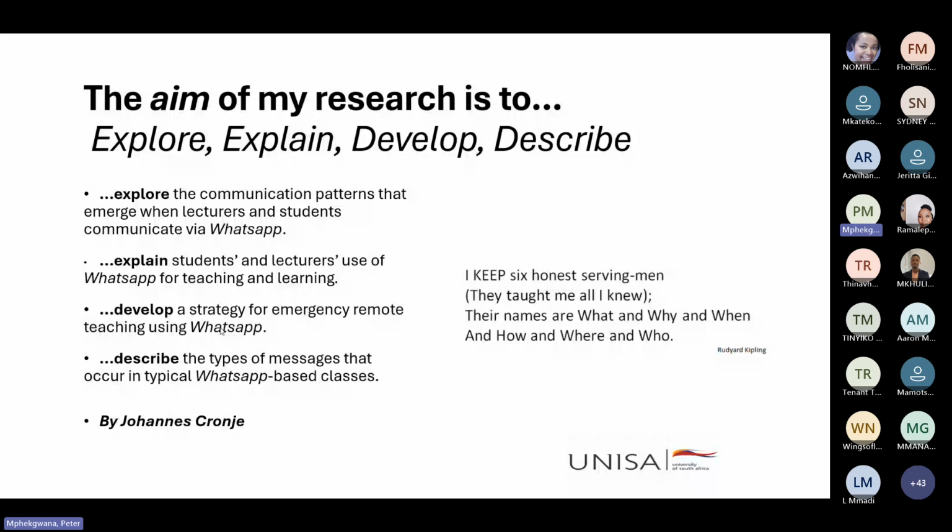Yes, Ntuli? Yes, Dr. Mpekwane, it is possible. For example, I'm just looking at the first one, exploring, paraphrasing it using the six honest men. One can say, what are the communication patterns that emerge when lecturers and students communicate via WhatsApp? That's just an example. Yes, the word fits very well there. Yes, I agree. Any other suggestion, colleagues?